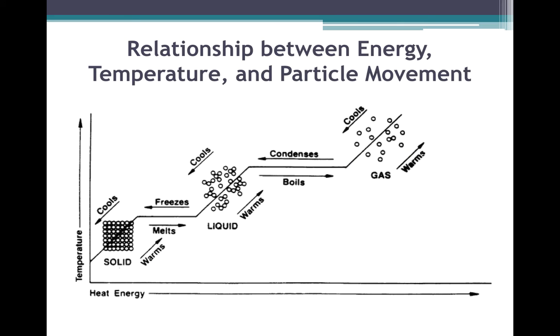This next graph shows the relationship between energy, temperature, and particle movement. You can see how the particles are close together at the bottom of the graph where they are a solid, and then they spread out as they melt into a liquid and evaporate into a gas because they have more energy. The particles do the opposite if you move from the top of the graph downwards. They will get closer together and move less because they have less energy.